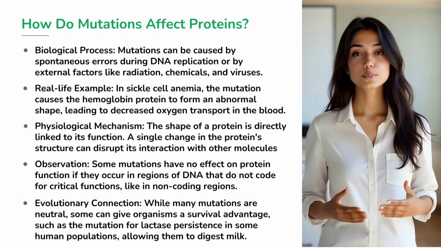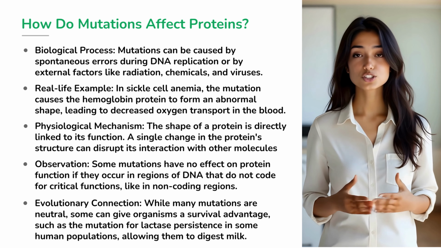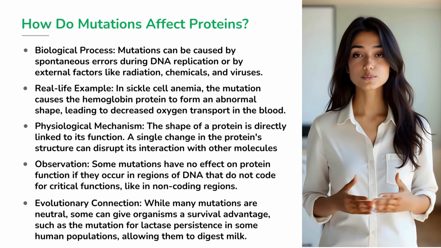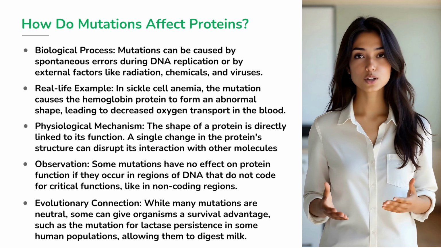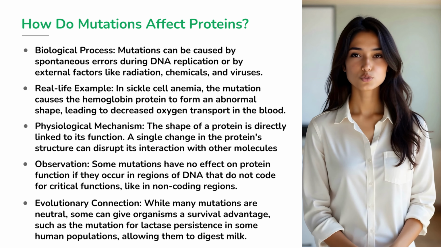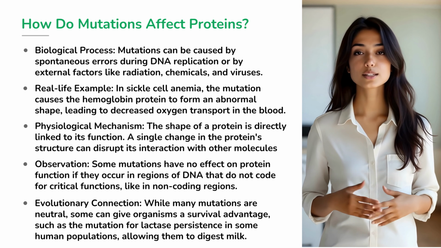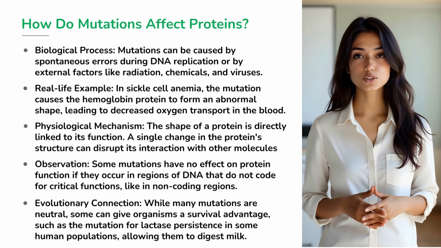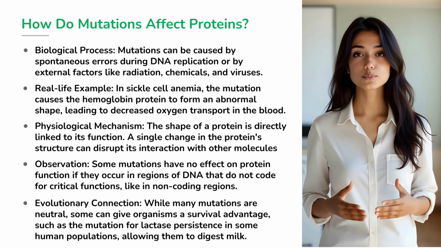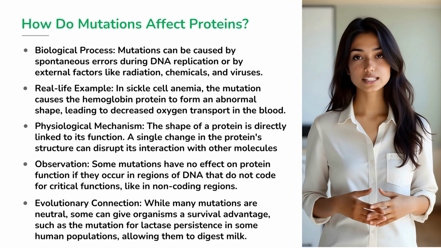Take sickle cell anemia as an example. In this condition, a mutation changes the shape of hemoglobin, the protein that carries oxygen in your blood. This small change in one amino acid causes the hemoglobin molecules to stick together, deforming red blood cells into a sickle shape, which can block blood flow and cause pain. Sometimes mutations don't affect the protein much, or they may even create a new, beneficial protein. But in other cases, a mutated protein can be malfunctioning, leading to disease.